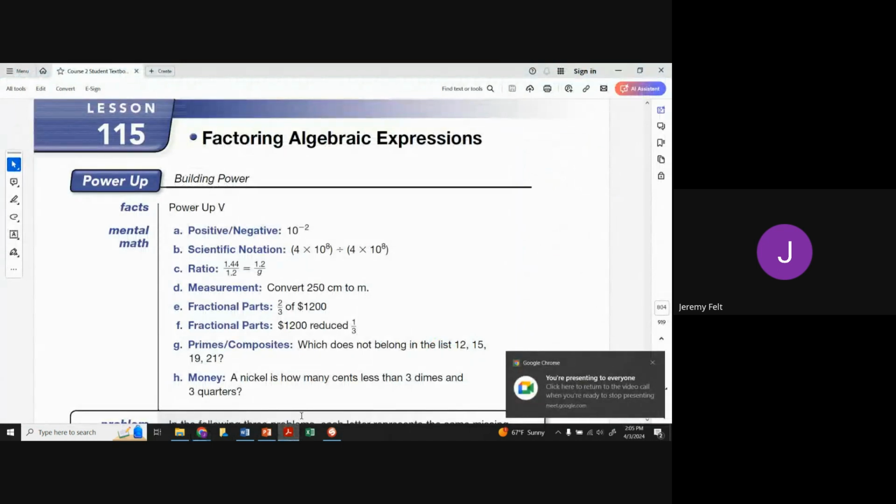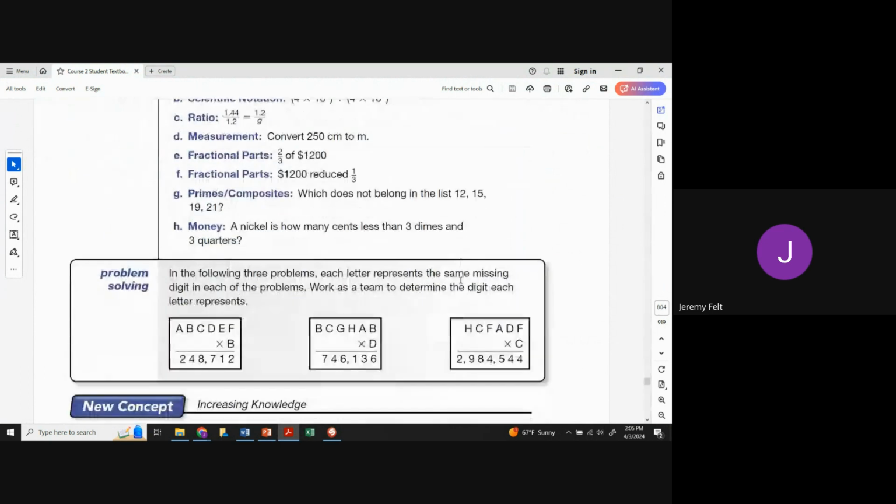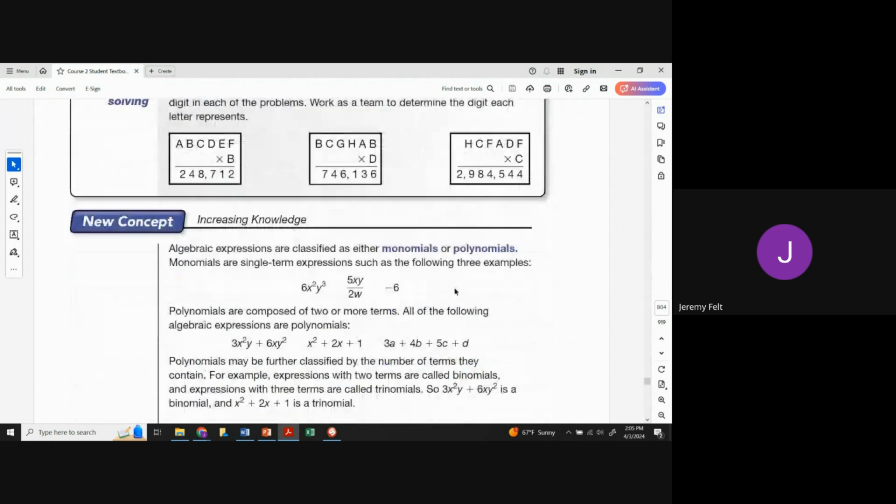We're looking at 115 first. Okay, and this is factoring algebraic expressions. So what is an algebraic expression? Things we've been really working with all year. Not just a constant or a number, but something that has a variable or an unknown attached with it.